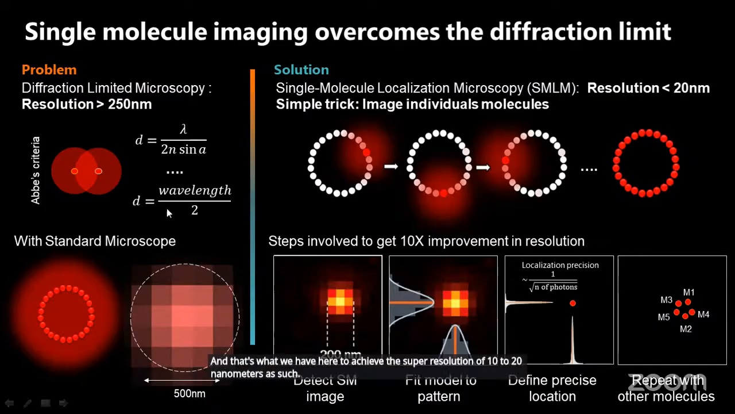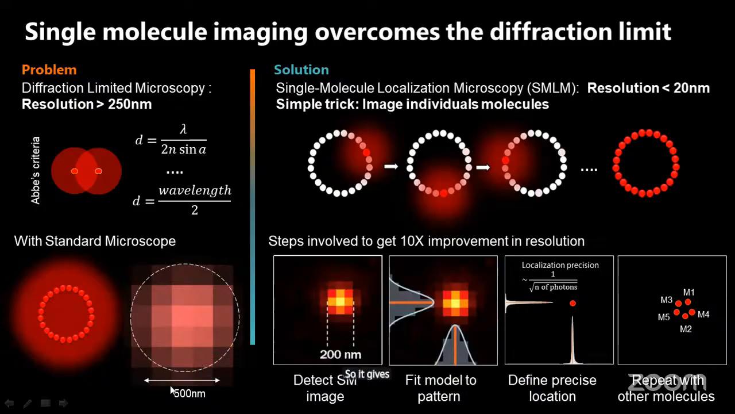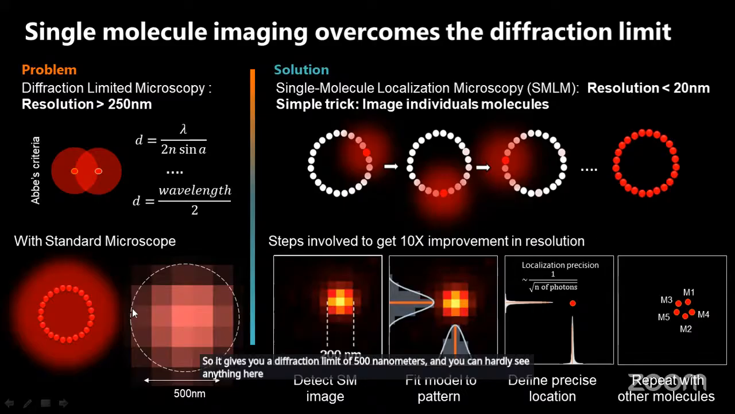So usually the Abbe limit, as I said, is wavelength lambda by 2. And with a standard microscope, if I want to resolve these many molecules which are in a particular place, it gives you a diffraction limit of 500 nanometers, and you can hardly see anything here, as you just see a red spot. That's it. You will not be able to see which molecules are present in which positions.